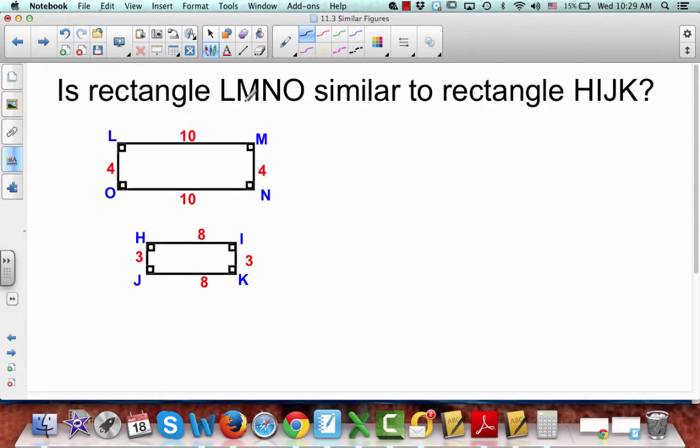Alright, is rectangle LMNO similar to rectangle HIJK? Well, let's check it out. Since they're both rectangles, that means they have 4 right angles. Okay? Both of them have 4 right angles. So the angles, they check off. Now you need to find out, are the sides proportional? That's what you've got to find out.